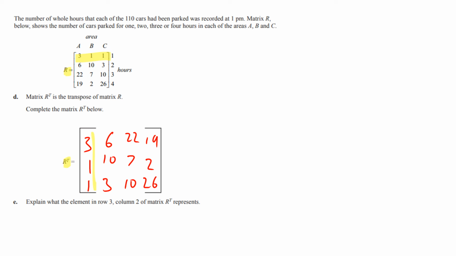Where people came unstuck was explain what row 3, column 2 of matrix R transpose represents. Well, if you've transposed the rows and columns, you've done the same thing with the labels. So this is A, B, C, which is the area. And these are the hours, 1, 2, 3, 4, that's the hours. So now all you have to look at is row 3, which is this one, and then column 2, which is this one. So you're looking at this number. And so you're basically looking at the cars parked in area C for 2 hours.